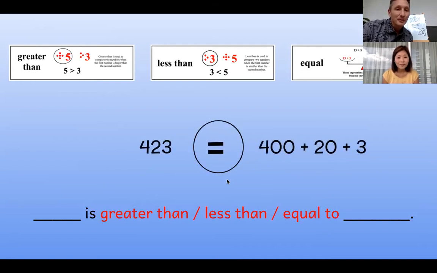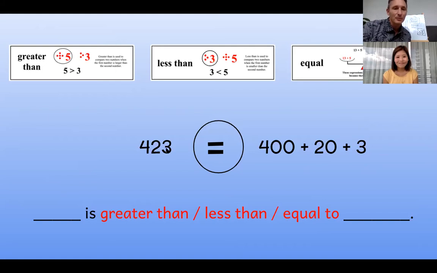We have another example. 423 is equal to 400 and 20 and 3. And that's an expanded form with my 400s, my 20 is 2 10s, and 3 1s. And that number altogether is going to be the same. That's equal to 423. So those two numbers are the same.